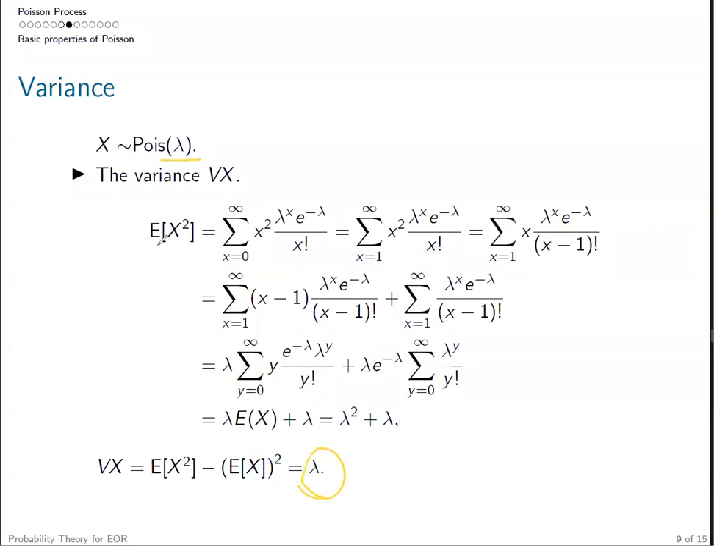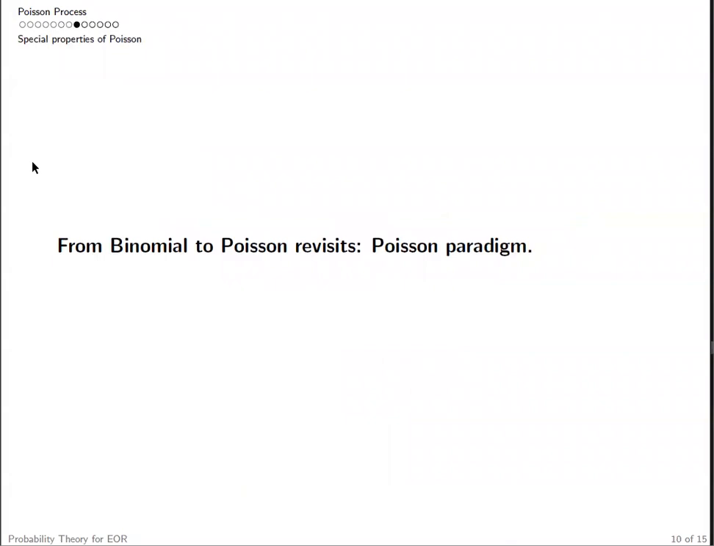This is also a very intuitive result, because with a larger arrival rate, right? You have more possible different numbers of visits. The variance is also getting larger, right? These are the basic properties associated with this random variable. And we're also gonna discuss some special properties of the Poisson distribution. The first one is from binomial to Poisson distribution, we're gonna introduce a Poisson paradigm.